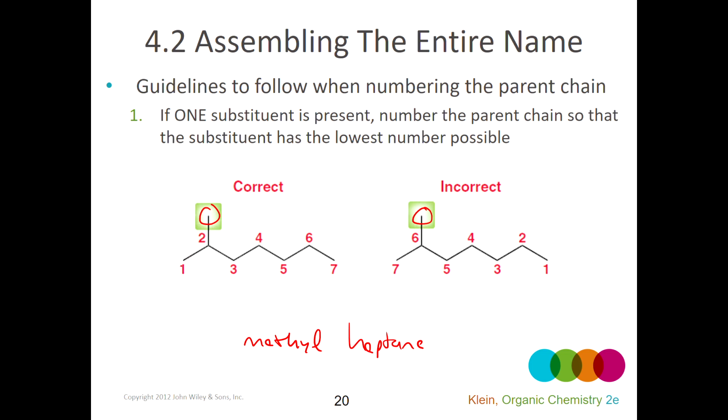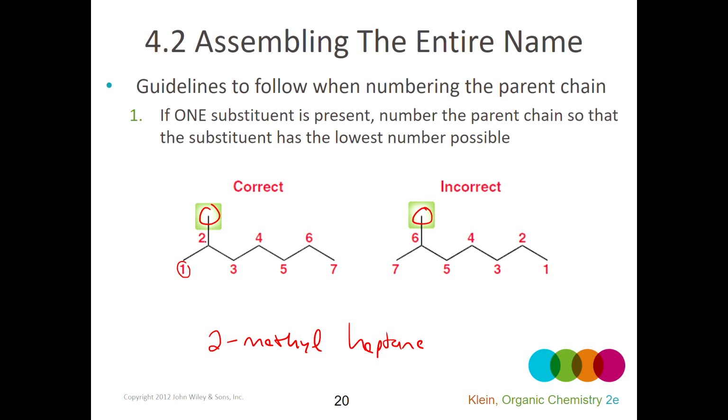And in order to do that, I'd start numbering on the side of the parent chain that gives the substituent the lowest number. So I wouldn't start numbering over here and give the methyl group a 6 when I can number on the other side and give it a 2. So the name of that would be 2-methyl heptane.